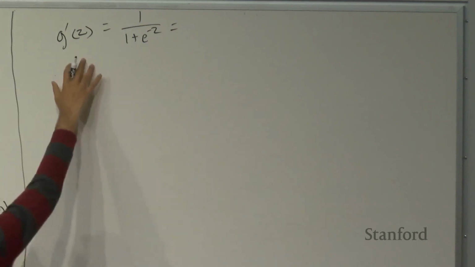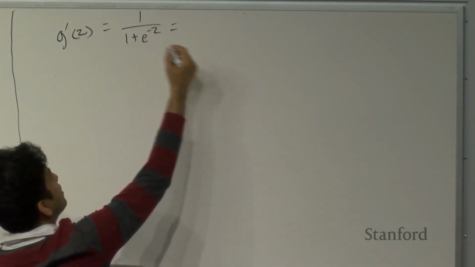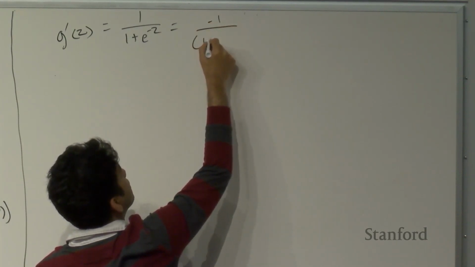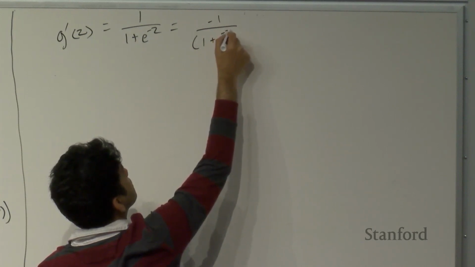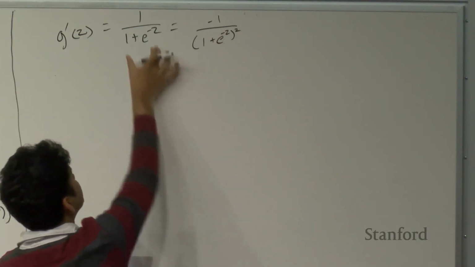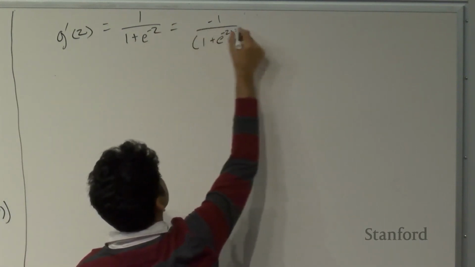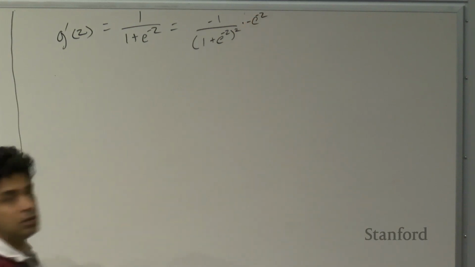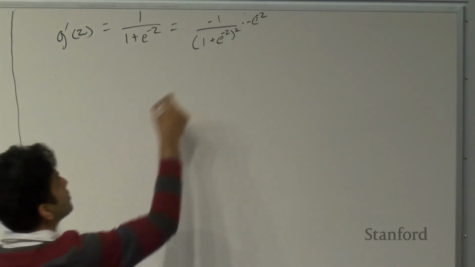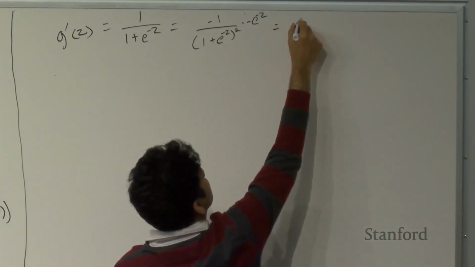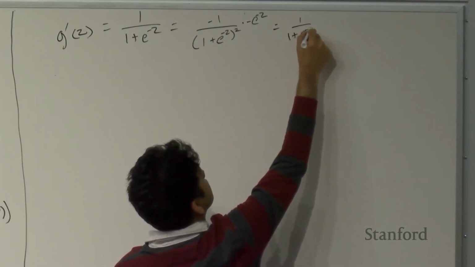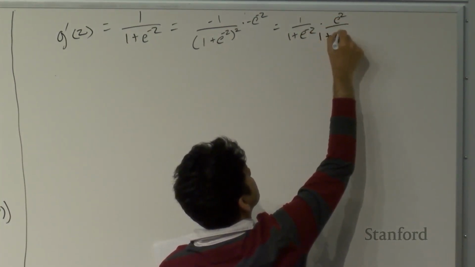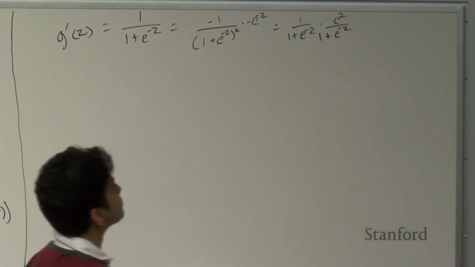So how do we calculate the derivative of this? The derivative of 1 over something is minus 1 over the same thing squared, right, times the derivative of this, which in this case is minus e to the minus z. Is that right? And this is equal to 1 over 1 plus e to the minus z times e to the minus z times 1 over 1 plus e to the minus z. Right?